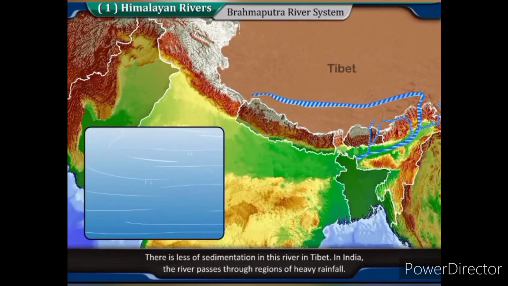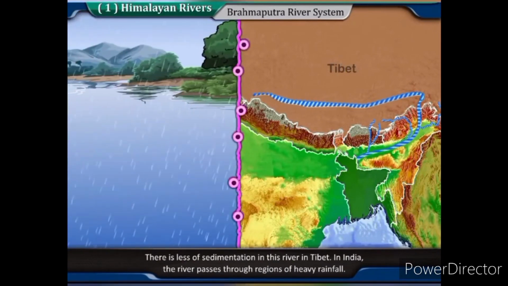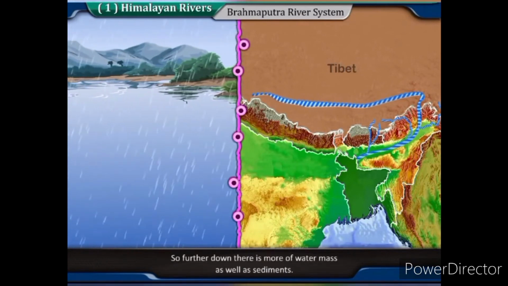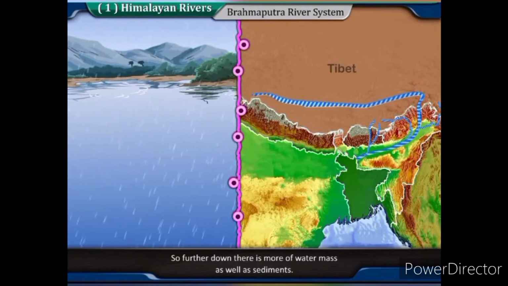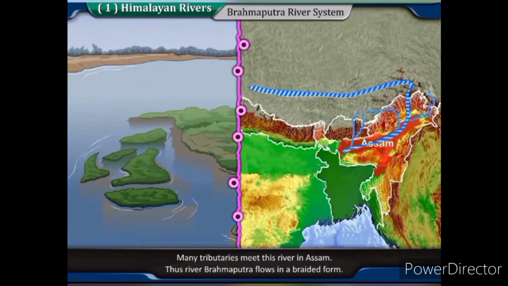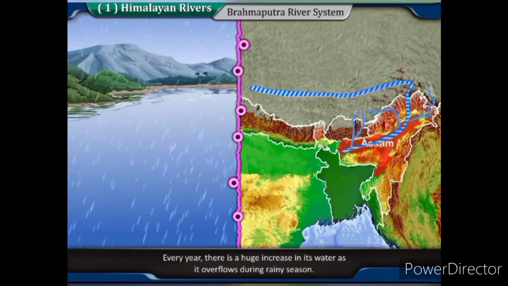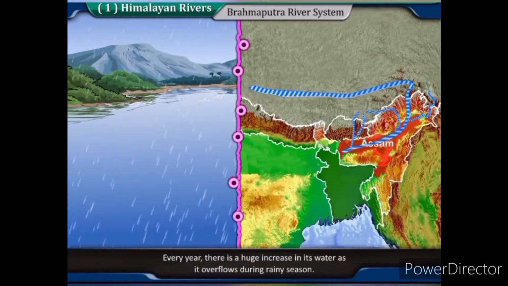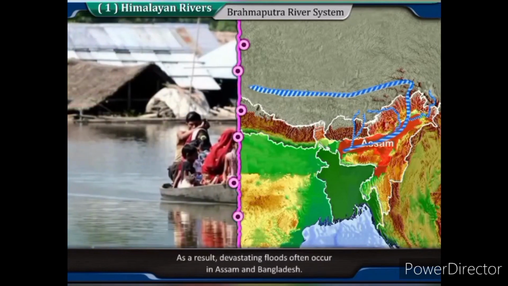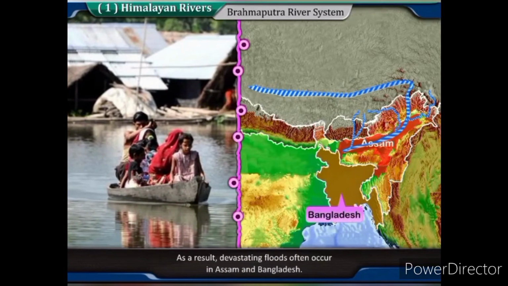There is less sedimentation in this river in Tibet. In India, the river passes through regions of heavy rainfall. So further down there is more water mass as well as sediments. Many tributaries meet this river in Assam. Thus, river Brahmaputra flows in a braided form. Every year, there is a huge increase in its water as it overflows during the rainy season. As a result, devastating floods often occur in Assam and Bangladesh.